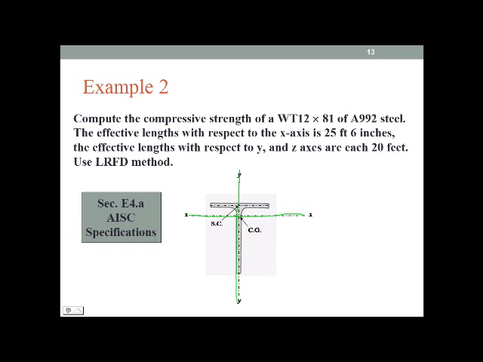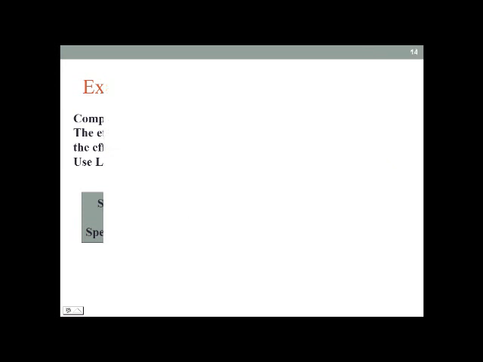Two points are shown in our cross-section. The first point is the center of gravity of the cross-section. The second point is the shear center. Shear center is a point through which, if the external load passes, then there will be no twisting of the section. The reader can go back to any textbook in mechanics of materials to learn more about shear center.